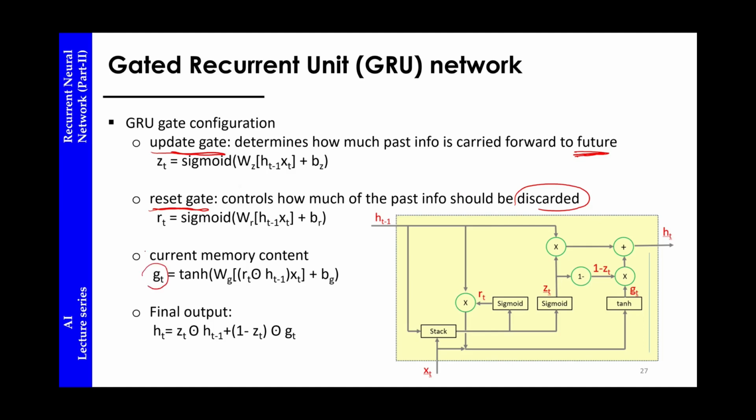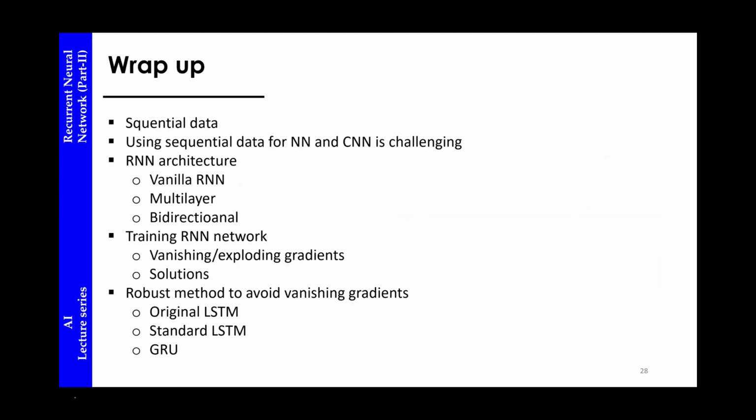And the current memory, which is shown by GT, and the final output, which is shown by HT. Here, in the yellow box, you can see the reset gate and update gate, and finally the output and the current state of the memory. Therefore, making changes in the architecture of RNN and using LSTM and GRU is another robust method to avoid vanishing and exploding gradients. Let's wrap up the RNN.